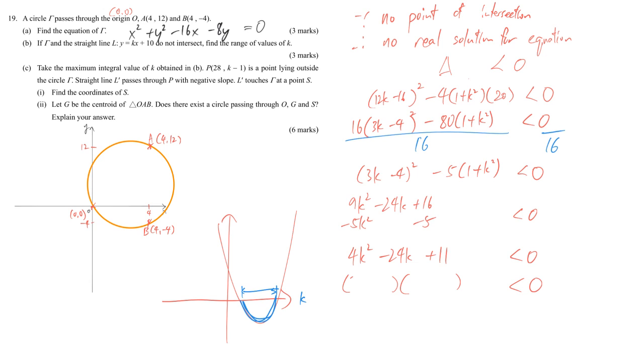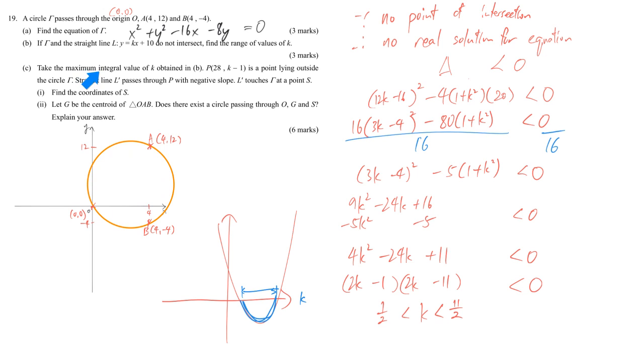If we factorize it, it will become 2k and 2k, and then one is negative 11 and the other is negative 1. So k has two boundaries. It's larger than 1 over 2. At the same time, it should be less than 11 over 2 here. It's consistent with our finding that the slope can't be too small. At the same time, it can't be too large to avoid touching the circle here.